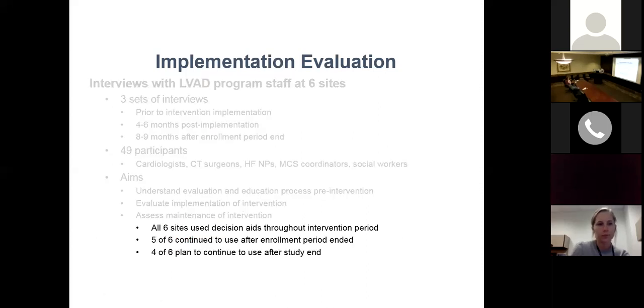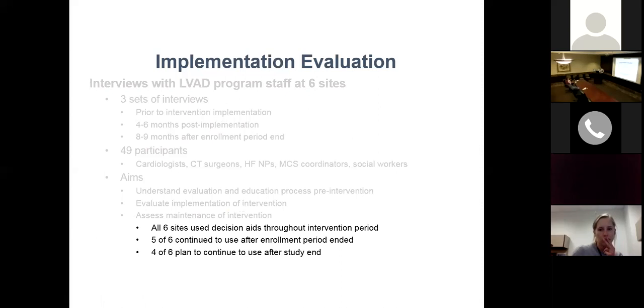At maintenance, all 6 sites used the decision aids throughout the intervention period. 5 out of the 6 sites continued to use them after the enrollment period ended. And 4 out of 6 plan to continue to use them after the study ends. 1 site's working on it.